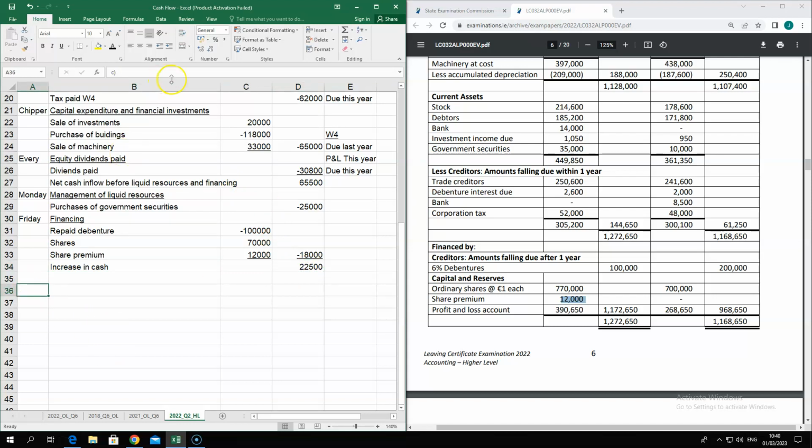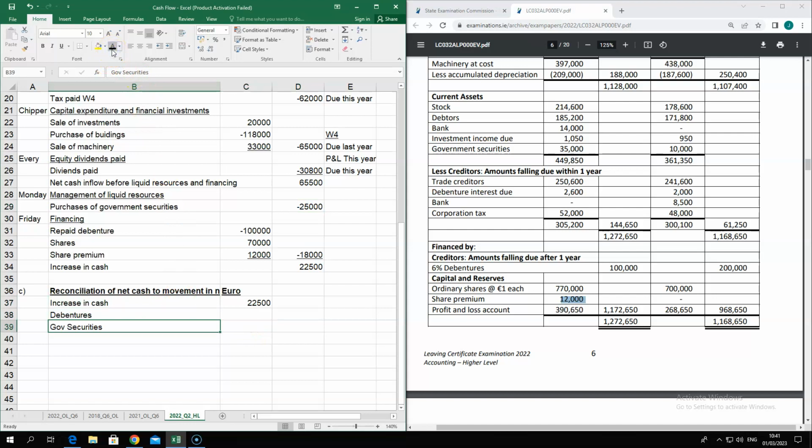Okay, now we can check this by doing a reconciliation. Okay, so we just get the answer from part B, our increase in cash. Now, anything we did with our debentures or government securities, which is here, we do the opposite. So if they're a minus above in part B, they're a plus down in part C. Okay, so it was minus 100 and minus 25, so we have plus 100 and plus 25. Okay, now we add those together, gives us 147,500. Actually that 25 and 100 should be swapped around, but it's the same difference. So that's our change in net debt.